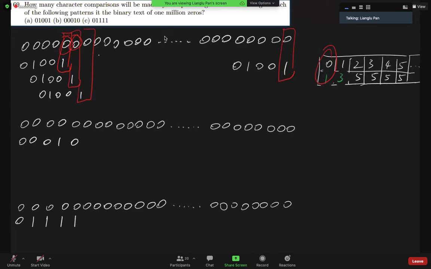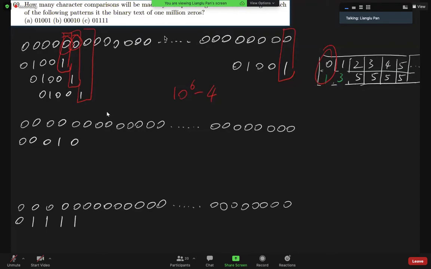And in order to find out how many comparisons we have made, I think this time it's quite clear that we didn't make any comparison on the first 4 zeros, but starting from the 5th zero to the last zero, we've made one comparison on each of these zeros in the string. So the total number of comparisons would be 1,000,000 minus 4. 4 comes from the first 4 zeros that we've never touched. For all other zeros, we made just one single comparison on each of them.